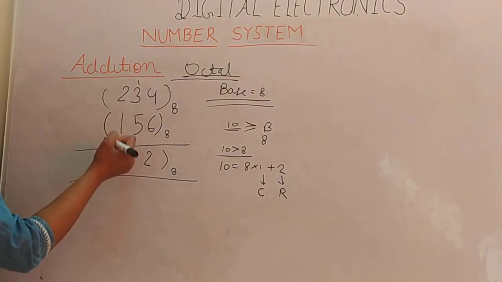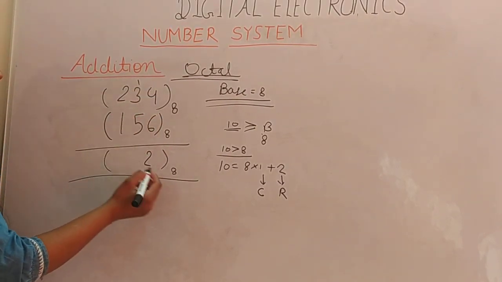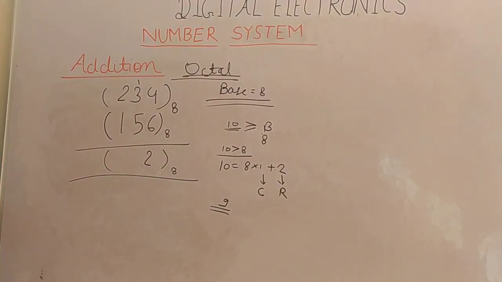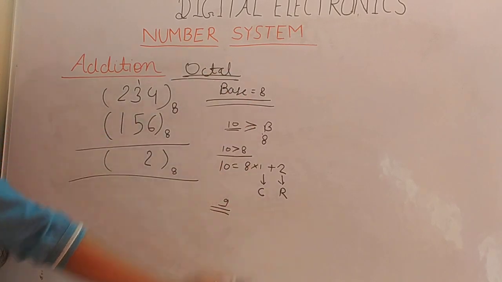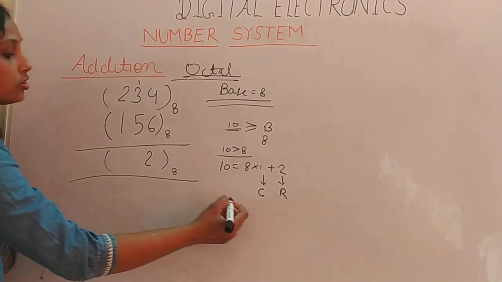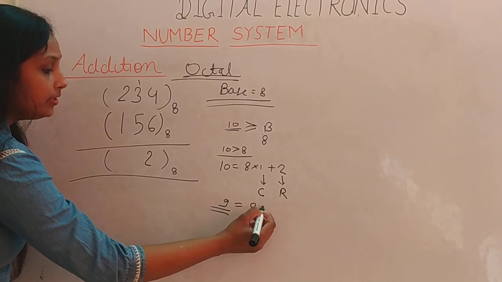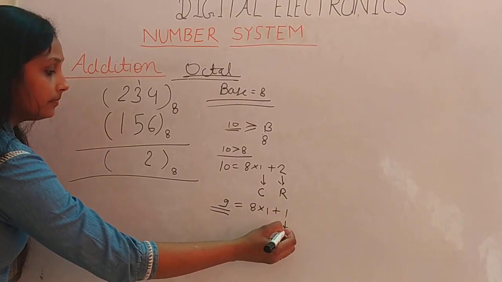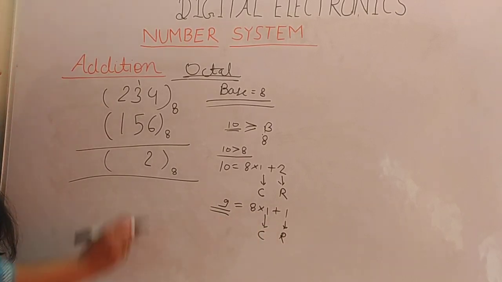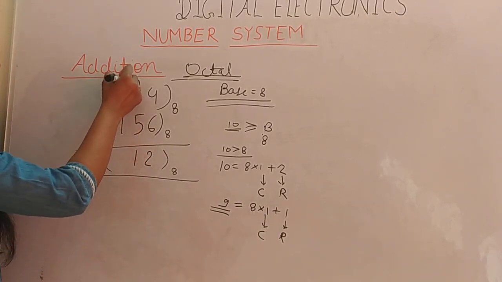Then 3 plus 1 is 4 and 4 plus 5 is 9. Again we got 9, and 9 is not present in the octal number system. It is again greater than the base of octal. So we have to write 9 as 8 × 1 + 1. Here 1 will be the remainder and the carry is also 1. So we will write here 1 and 1 again.